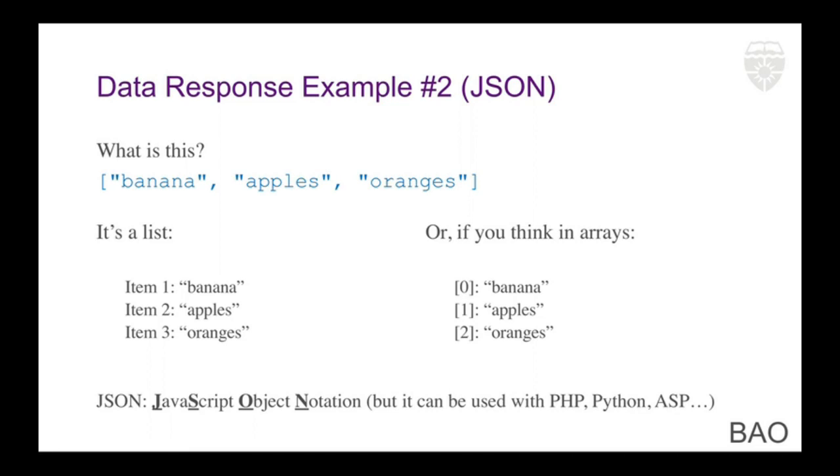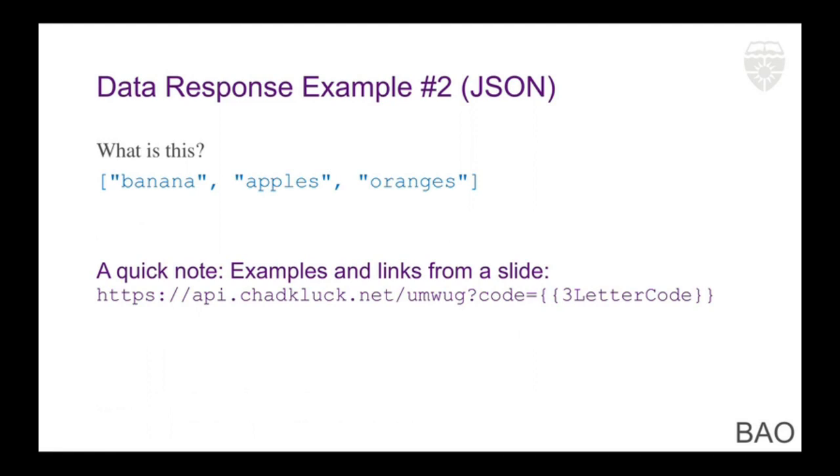Now you're probably wondering what these little codes are down here. That URL I gave you at the beginning, api.chatclick.net/UMWUG. If you type in that URL, add a question mark, code equals this 3-letter code, you'll get these examples. So throughout this presentation, there's going to be a little code down here. You just write down that URL once, and when you go back and start playing around, right here's a list of 3 items you can play with.